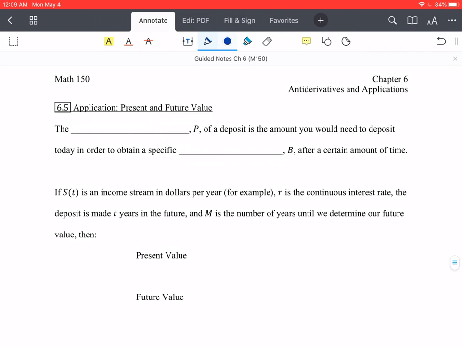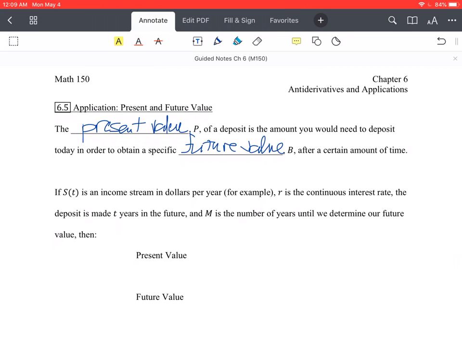But when we're talking about the present and future values, the present value, which is labeled P, of a deposit, is the amount that you would need to deposit today in order to obtain a specific future value, B, after a certain amount of time. So present value is how much I need to put in today to my account in order to obtain a future value after a certain number of years have passed.